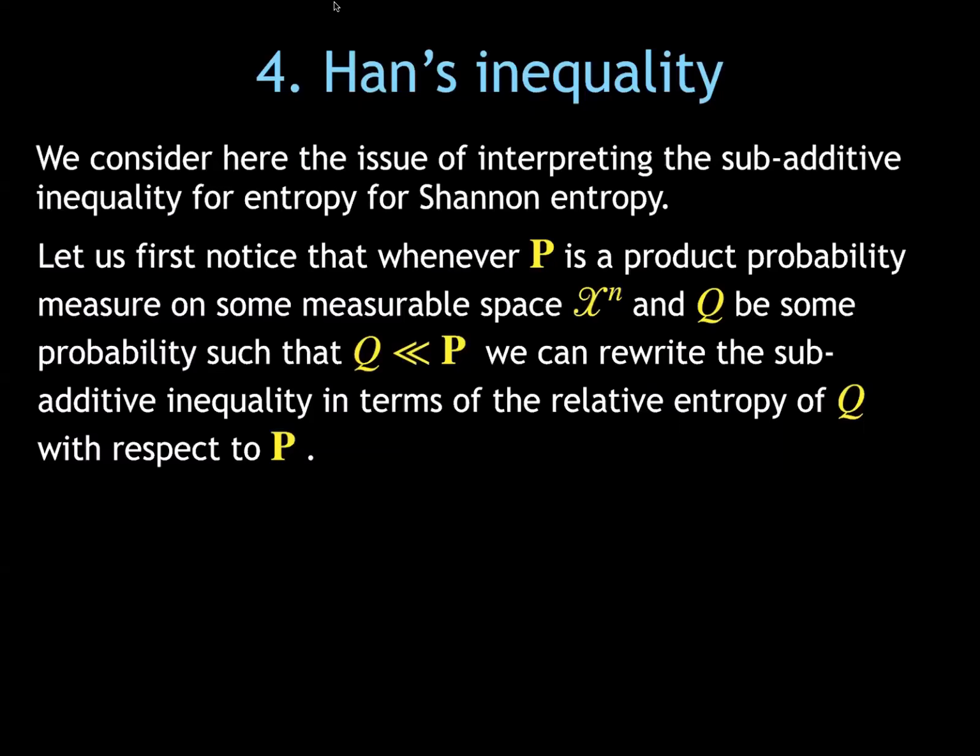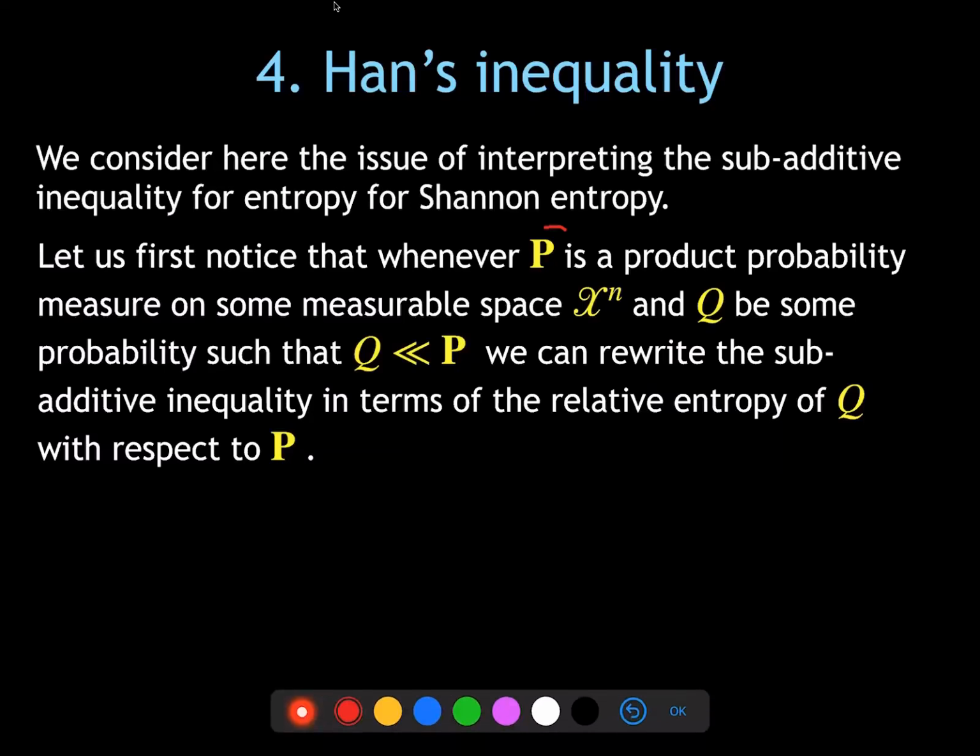We consider some product probability measure that we denote by capital P here on some product space, X^n. And we take Q to be some other probability measure, which is absolutely continuous with respect to capital P. And so we want to rewrite the subadditive inequality in terms of the relative entropy of Q with respect to P.